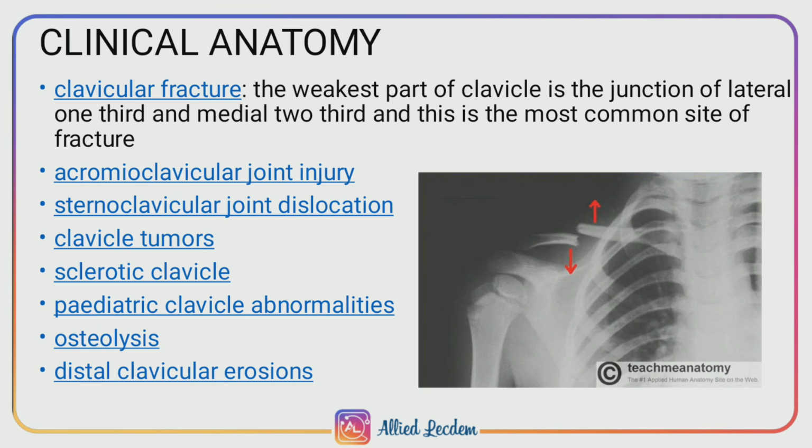Next is the clinical anatomy relevant to the clavicle bone. The first, most important and most widely seen is clavicular fracture. The weakest part of the clavicle is the junction of the lateral one-third and medial two-thirds, and it is the most common site of fracture. Other conditions include acromioclavicular joint injury, sternoclavicular joint dislocation, clavicle tumor, sclerotic clavicle, pediatric clavicle abnormalities, osteolysis, and distal clavicular erosion. After clavicular fracture, the most common problem arising in the clavicle is sternoclavicular joint dislocation.